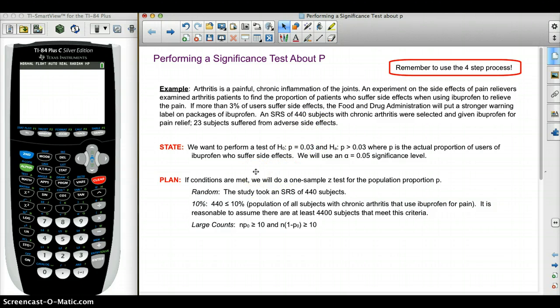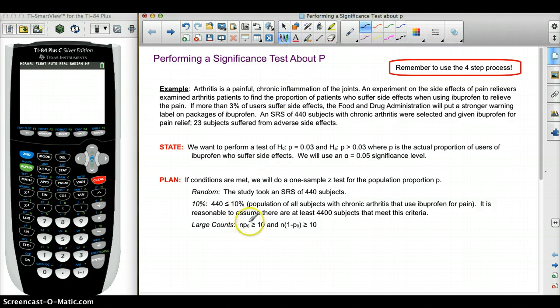Is the 10% condition met? So is 440 less than or equal to 10% of the population? So yes, it is reasonable to assume that there are at least 4,400 subjects that meet the criteria. And is the large counts condition met?